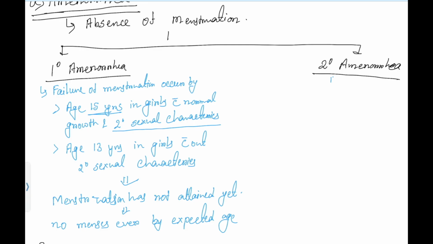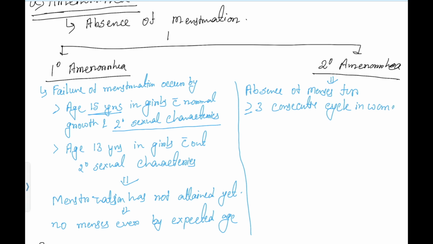The definition according to Williams Obstetrics and Gynecology: absence of menses for more than or equal to 3 consecutive cycles in a woman with previous regular periods. So if a woman who has regular periods every month, used to get her period at the same time, and now for the last 3 consecutive cycles she is not getting her periods, we will consider it as secondary amenorrhea.